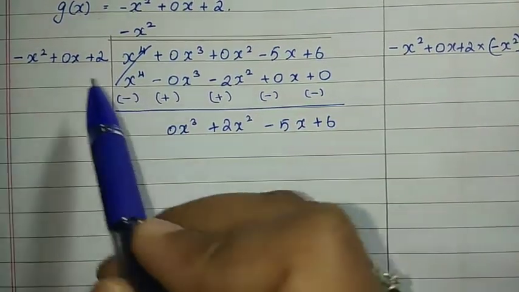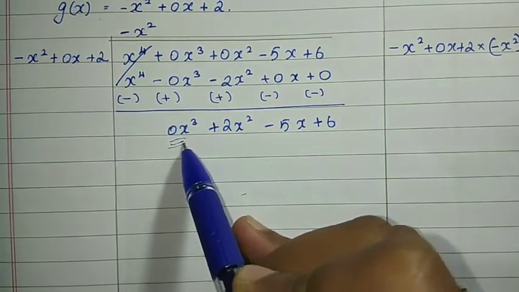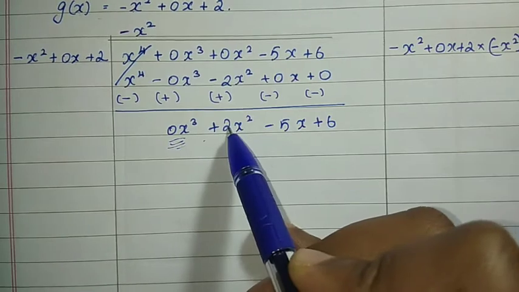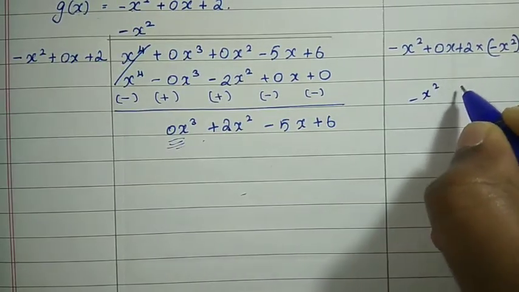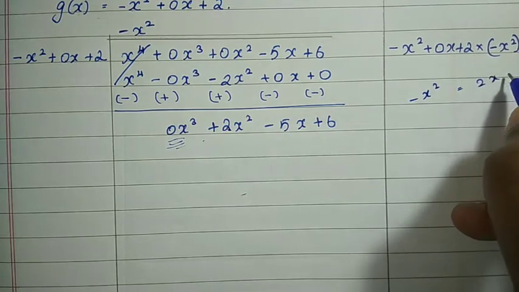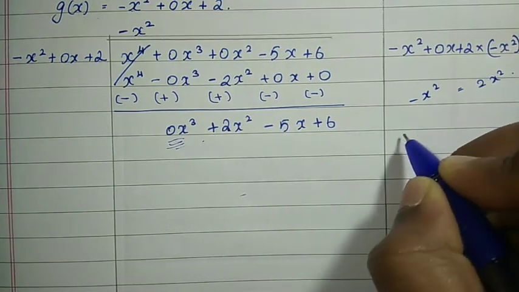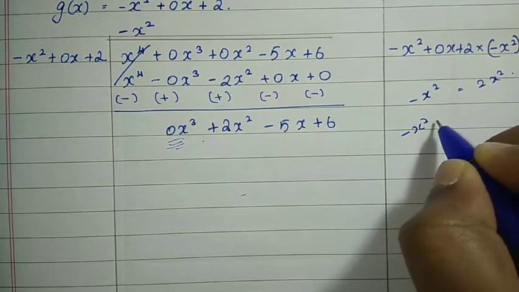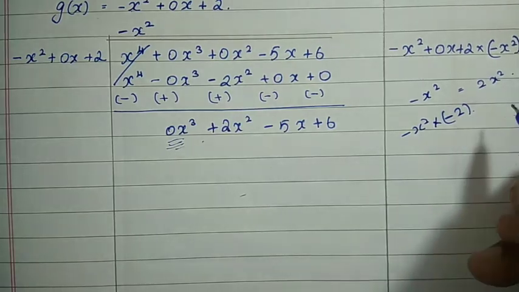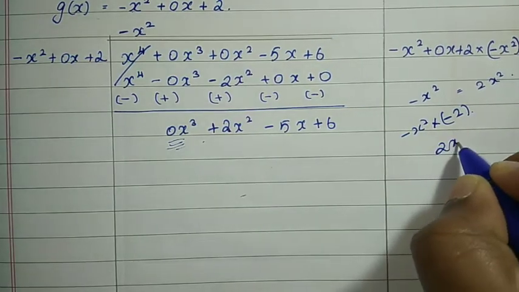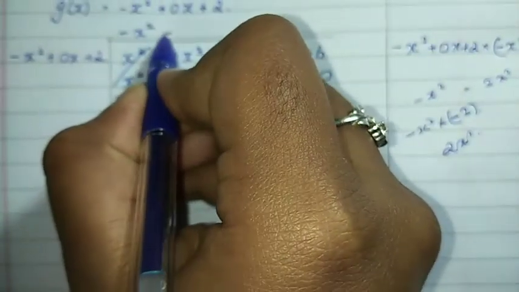So now next I have to get 0x square. So this is not needed. Okay. So I have to have 2. No. So I have minus x square and here I have 2x square. So what should I do? I will be multiplying by minus x square into minus 2. If I multiply with this only, I will have 2x square. No. So I will be multiplying with minus 2.